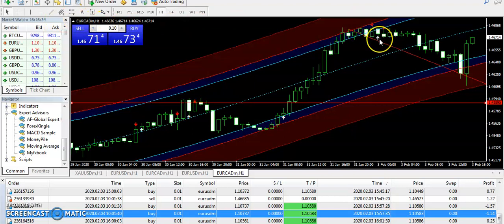0.10 lot size is recommended if you have a good account size, but 0.10 is not recommended for an account size of only $1,000.